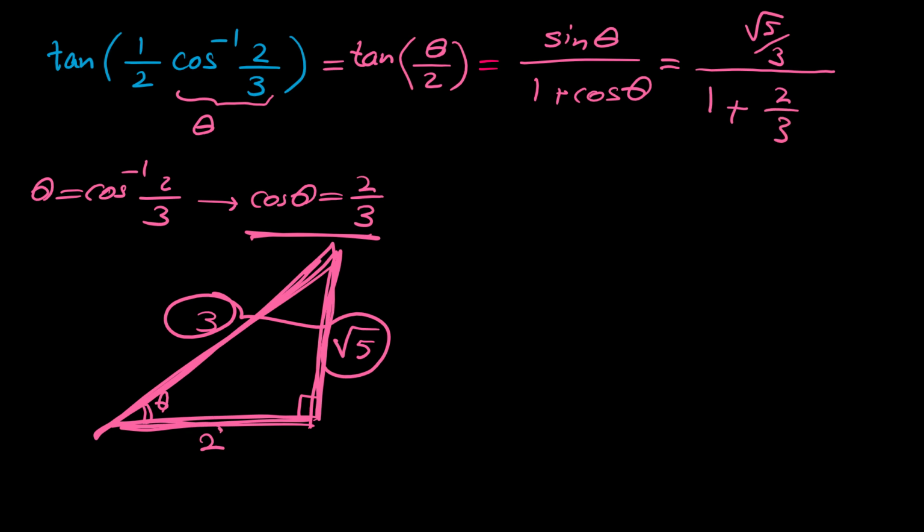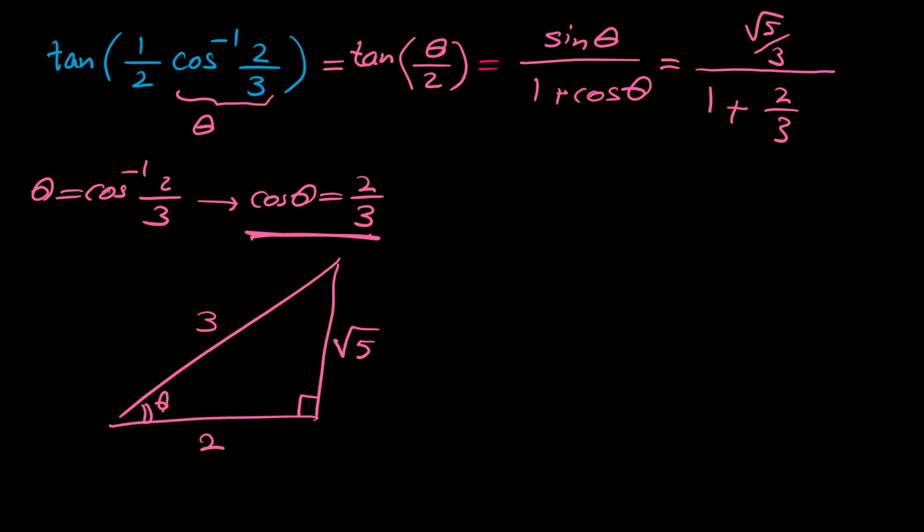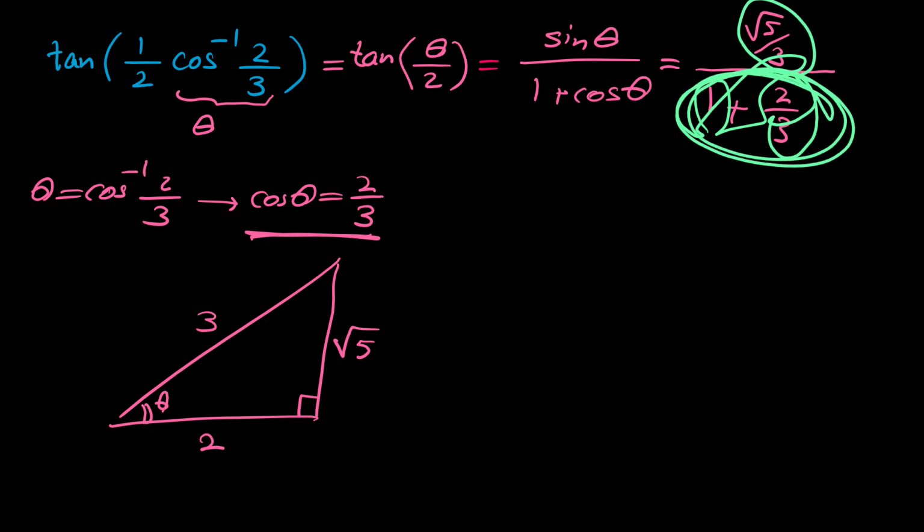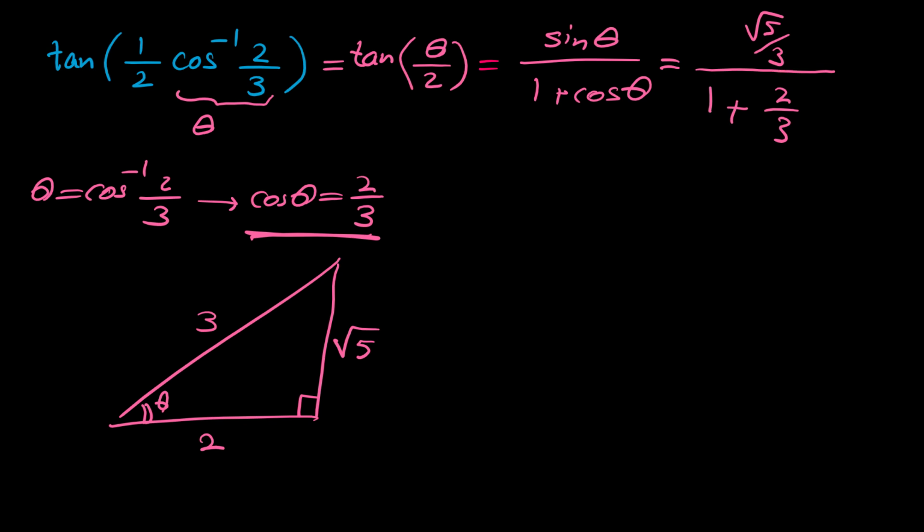Now the only thing we have to do is to simplify this expression, radical 5 over 3 all over 1 plus 2 over 3. For simplifying this expression, you can multiply the numerator and the denominator by 3 to get rid of the 3 from the denominator, or the other way is to add 1 to 2 over 3 with a common denominator, then divide numerator by denominator. But here I prefer to multiply the numerator and the denominator by 3. In this way we can eliminate the denominators.